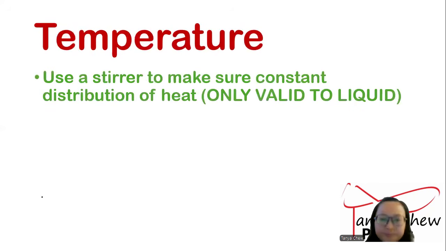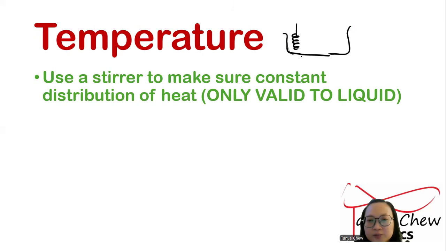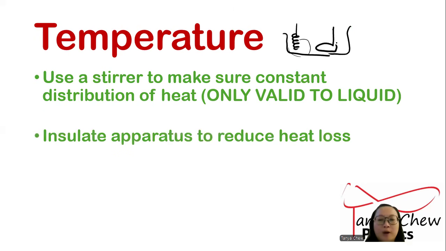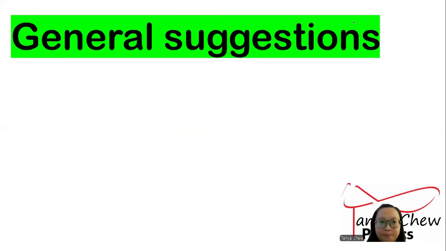Now, for temperature, if you are measuring the temperature of a liquid, make sure that a stirrer is inserted, use a stirrer. Why? Because the liquid is heated by maybe a heater. So this is the whole liquid inside the beaker, and you might place the heater here. So only this part of the liquid is heated, and the temperature of the liquid is not uniformly distributed. If you want the heat to be uniformly distributed throughout the whole liquid, you use a stirrer to stir the whole liquid. This is only valid for liquids. And you might want to insulate the apparatus, the beaker, the container, to reduce the heat loss to the surroundings.